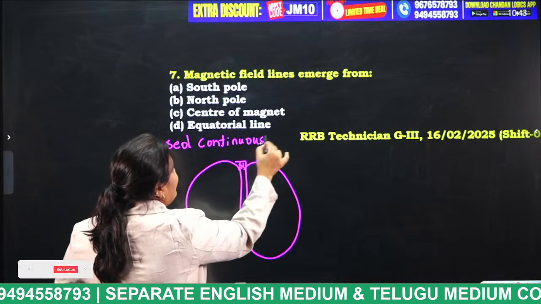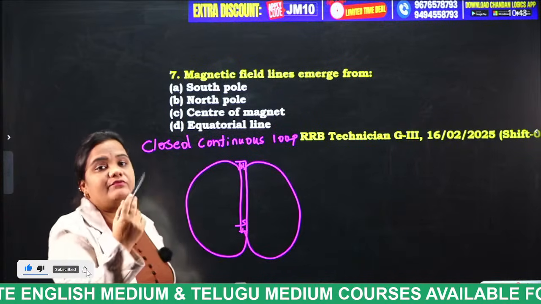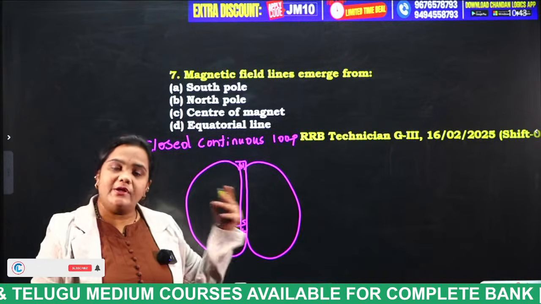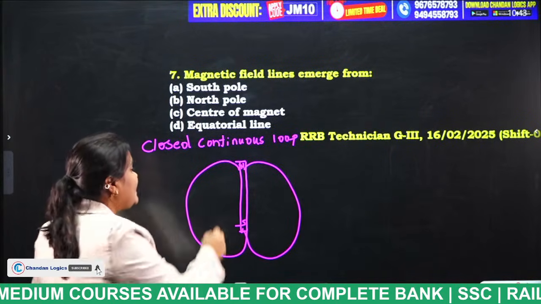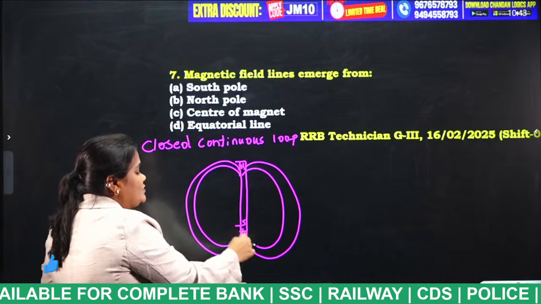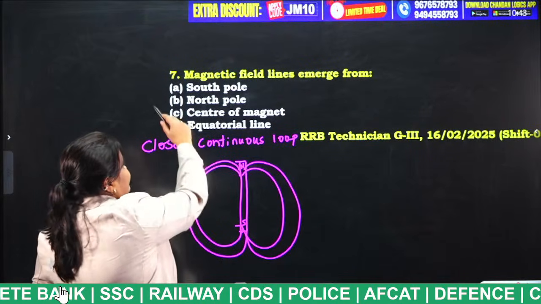They emerge from the north pole and enter into the south pole, and again from the south pole they emerge into the north pole. So this happens in a continuous manner and forms a closed loop. These are known as what, students? Magnetic lines. So what is the answer for this question?